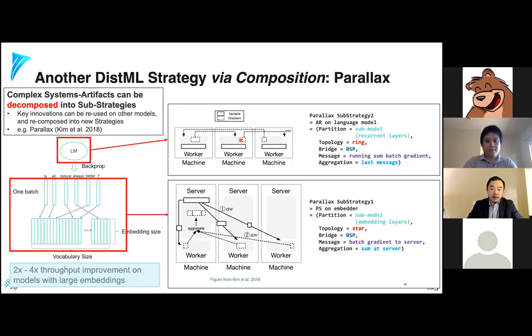But the language model or other advanced layers in a big learning system may have very complex and dense parameter structure. And in this case, they can best benefit from an all reduce strategy with a ring topology, right? Again, this complex compounded strategy is delivering very good results.